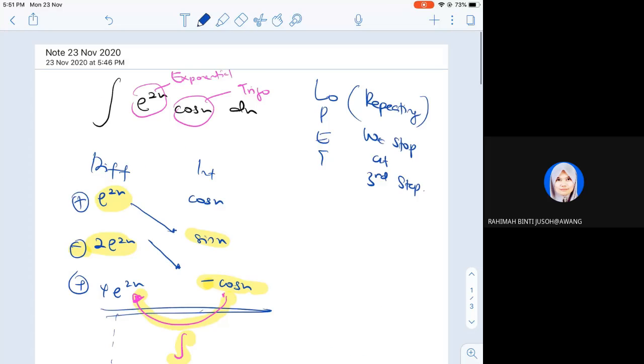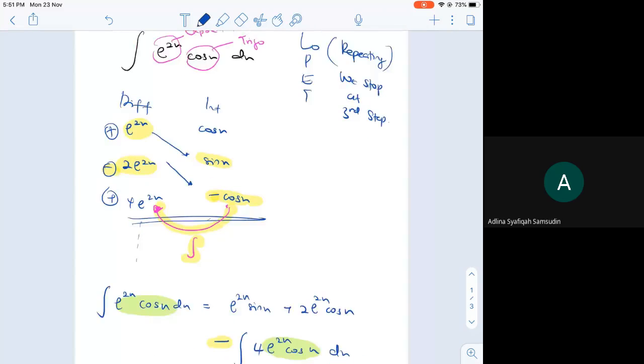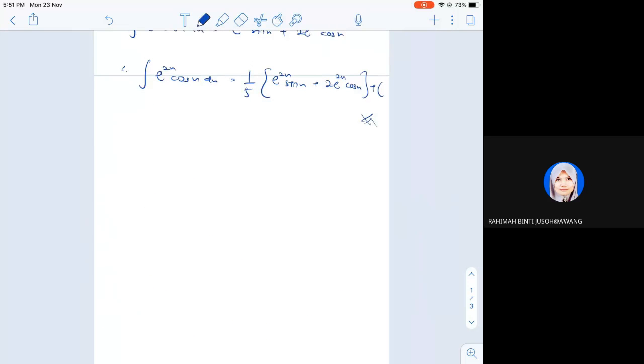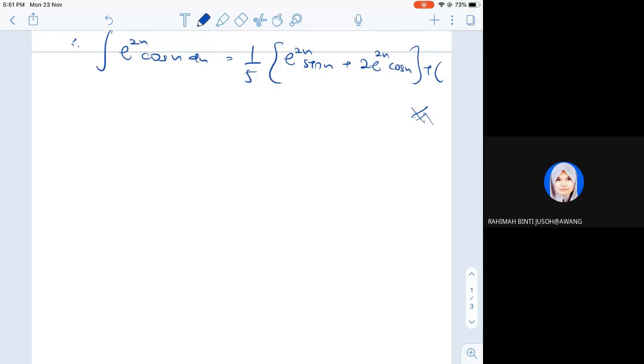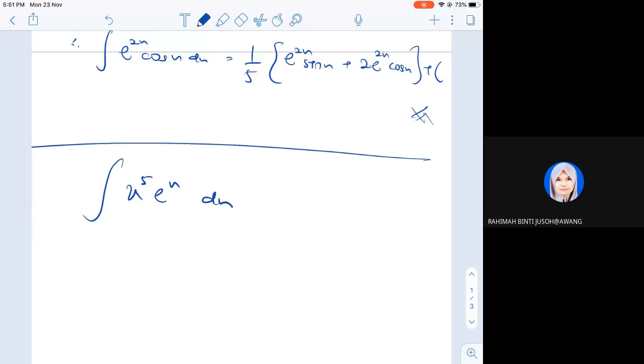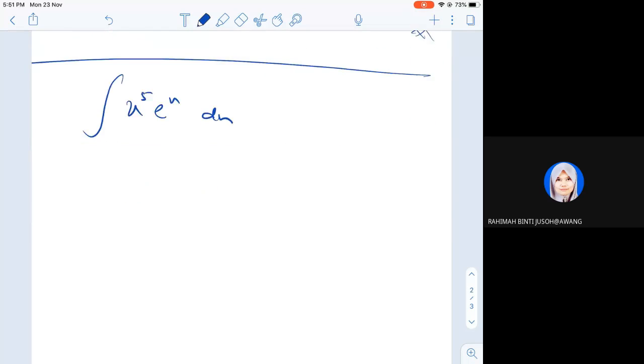Understand, guys? Okay, so let's say lah, kenapa saya kata tabular lebih mudah daripada integration by parts? Sebab you boleh buat straight away tau. For example, if you have x to the power of 5 exponent x dx. You want to integrate this. So which one to be differentiated? X to the power of 5. Okay, good. So this one exponent x.